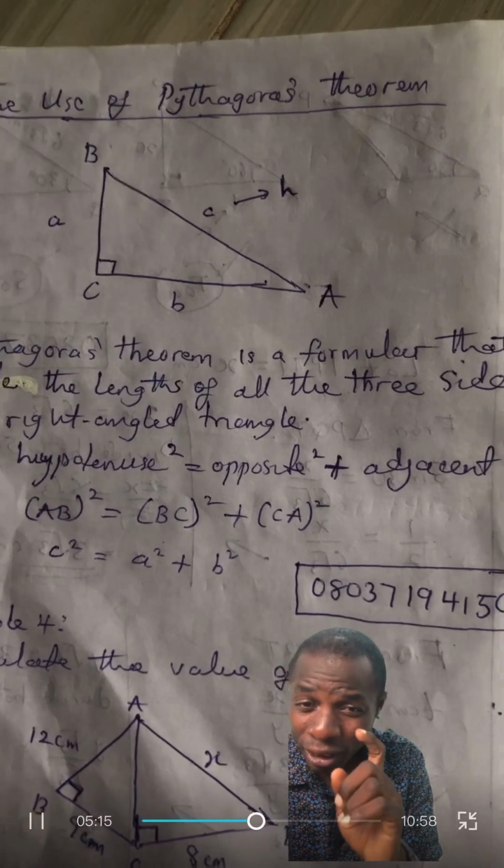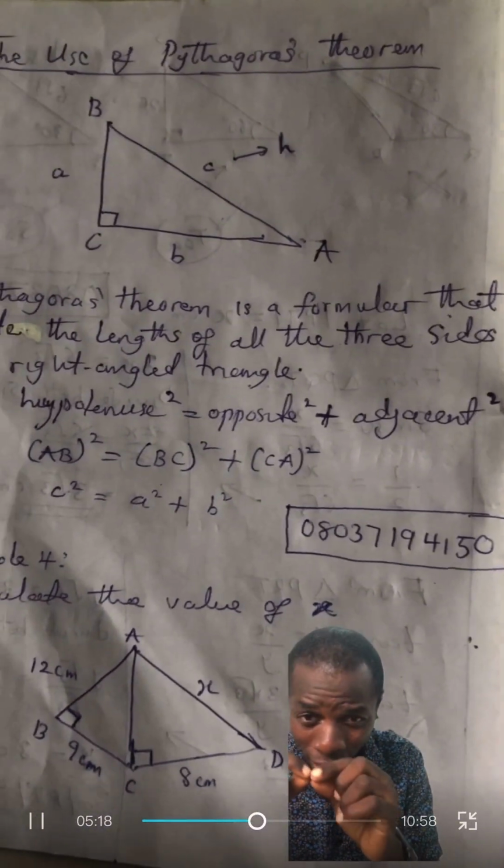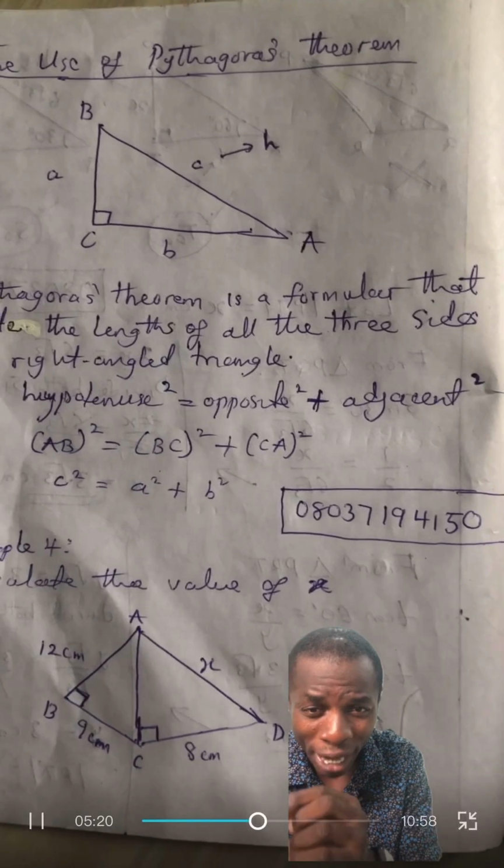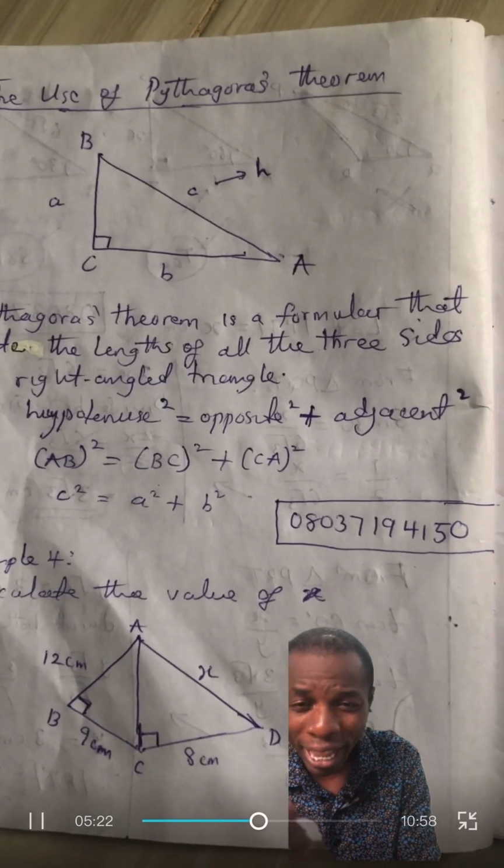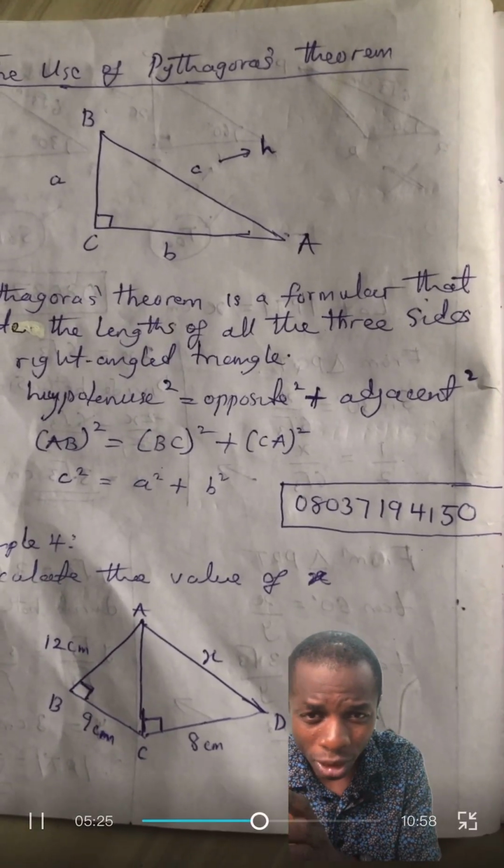Do not forget, I said the Pythagoras theorem is used to find the third side when any two sides are given. So now look at this example 4.